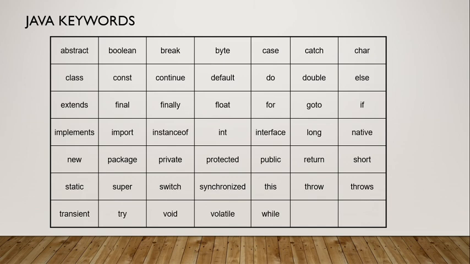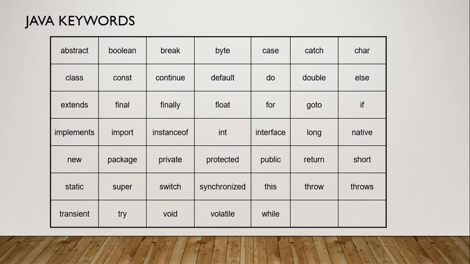If. Java if keyword tests the condition. It executes the if block if condition is true. Implements. Java implements keyword is used to implement an interface. Import. Java import keyword makes classes and interfaces available and accessible to the current source code.